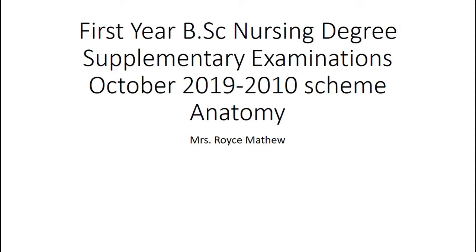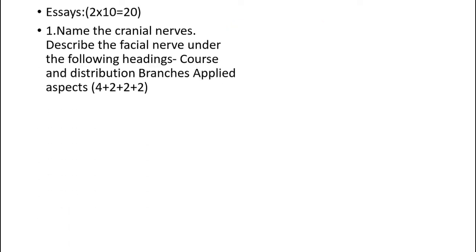Good morning. Today's class, we will see the October 2019, that is the 2010 scheme, anatomy question paper. The first question has two essays. The first essay is: name the cranial nerves, describe the facial nerve under the following headings: course, distribution, branches, and applied aspects of the facial nerve. Each carries 2 plus 2 plus 2, that means total is 6 plus 4, 10 marks.